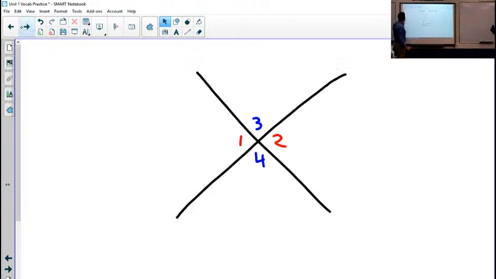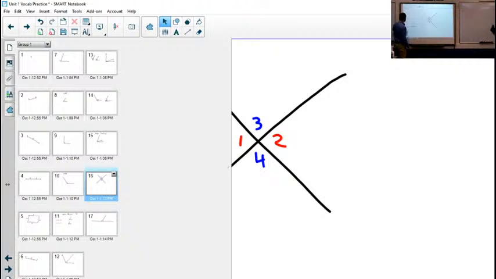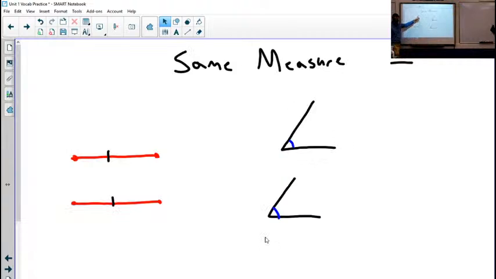Then, the next one is the angles right across from each other. What are those called? Vertical angles. These angles are directly across from each other. I color-coded them. 1 and 2 are right across from each other. Those are vertical angles. 3 and 4 are right across from each other. Those are vertical angles. And what we talked about on Tuesday is that vertical angles have the same measurement, which is congruent. What is it again? Congruent.